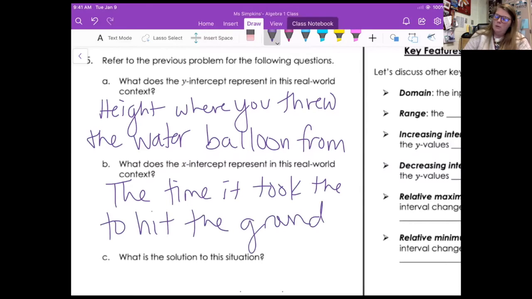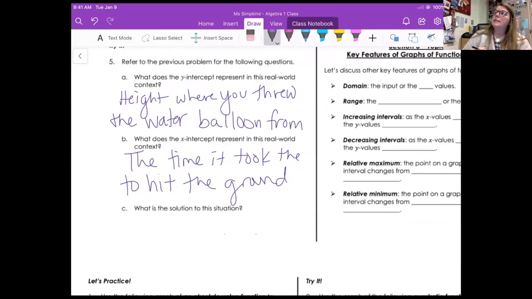And then just a little refresher. So solution is our x-intercept. So it is 1.25. And I would like you to use units. And the units for this were seconds. So I would like you to write 1.25 seconds for that solution.